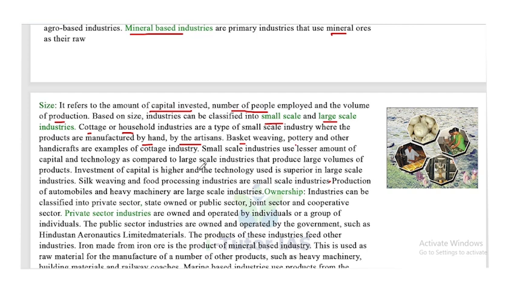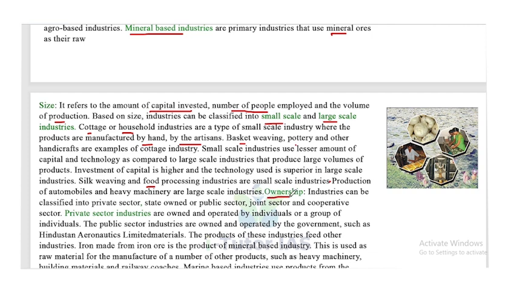We already discussed the small scale industry. Examples: silk weaving and food processing. But the production of automobiles and heavy machinery are included in the large scale industries. So that's about the size.